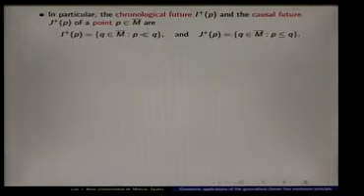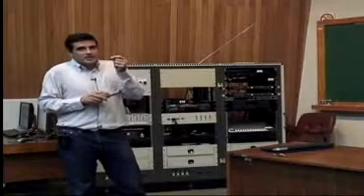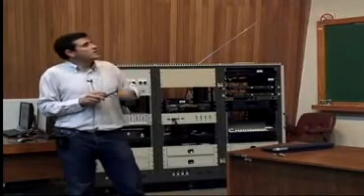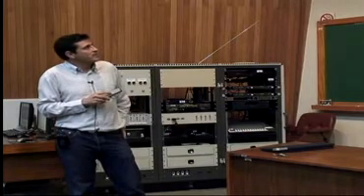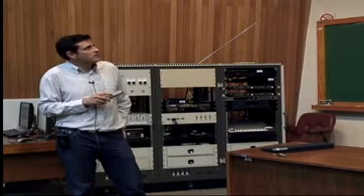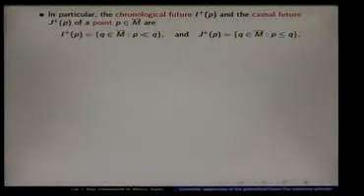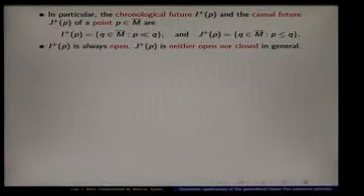In particular, when the subset S reduces to a point, we have the chronological future I plus of P and the causal future J plus of P of a point, which are just this and this. And there are some general properties of these subsets. For instance, the chronological future of a point is always open. However, the causal future of a point in general is neither open nor closed.